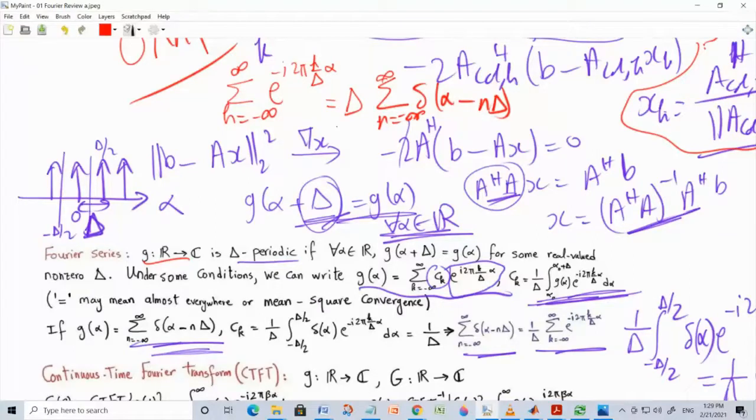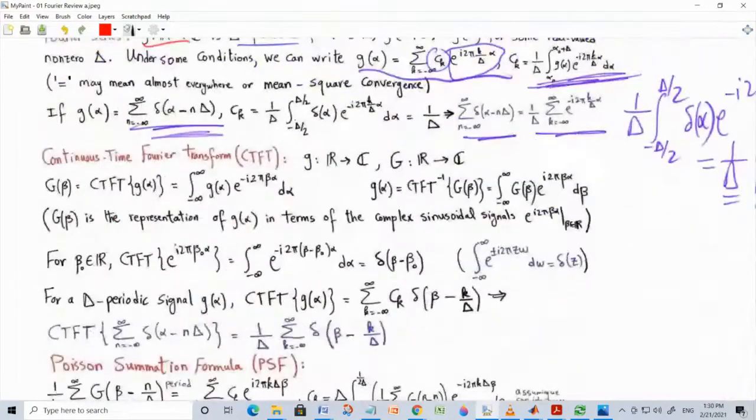Okay, so physicists and engineers actually started using these things, and later, Laurent Schwartz and other mathematicians basically justified why these things work, or how we can understand them. But for the purpose of this course, we will just take them for granted. Okay. Continuous time Fourier transform.